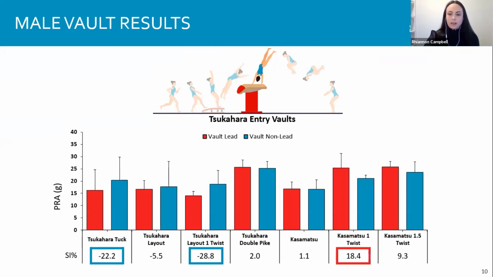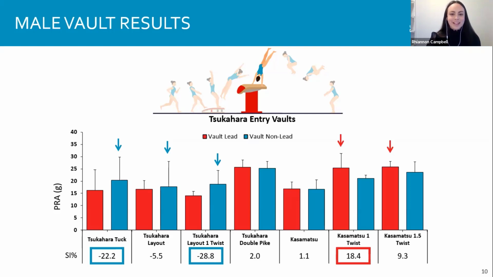again. Now, there were some trends that emerged between these different vaults here. So generally, when the gymnast was performing a Sukahara vault, it was the non-lead forearm that was experiencing that higher loading. And then for the Kazamatsu, it was actually the lead forearm that was experiencing that loading. Now, these may be due to the technical differences between these two different vaults, and I'll try my best to explain them.